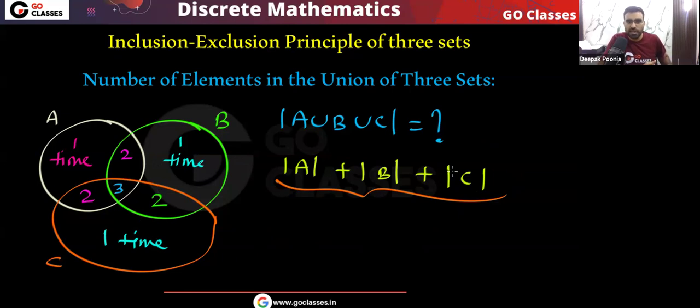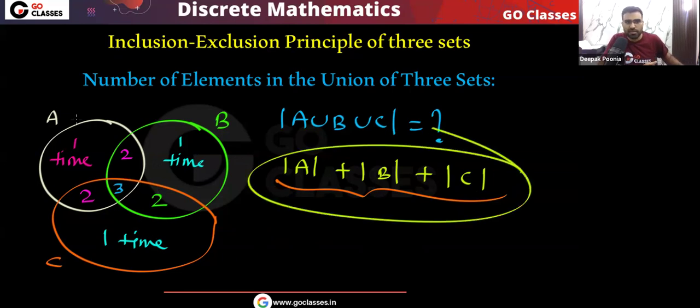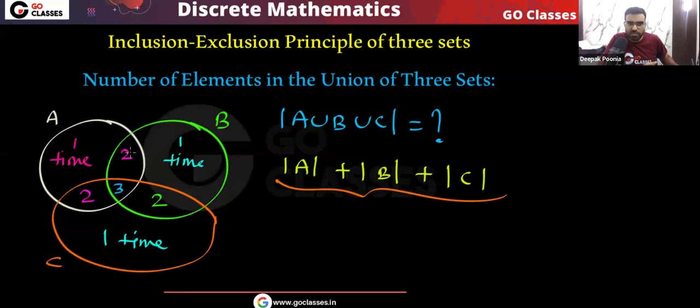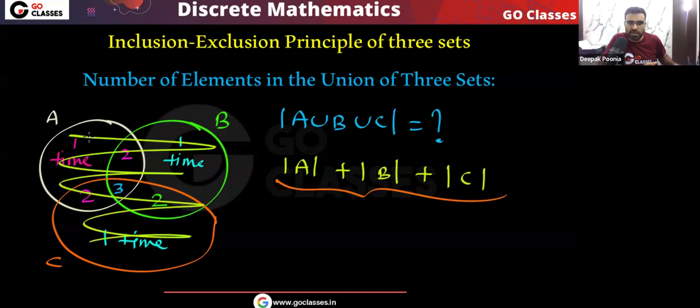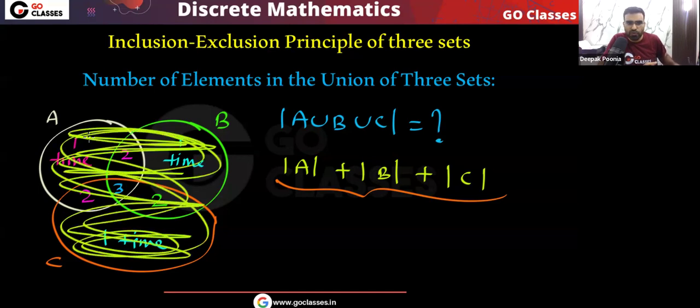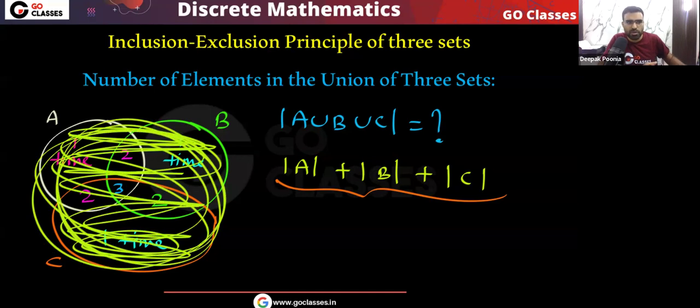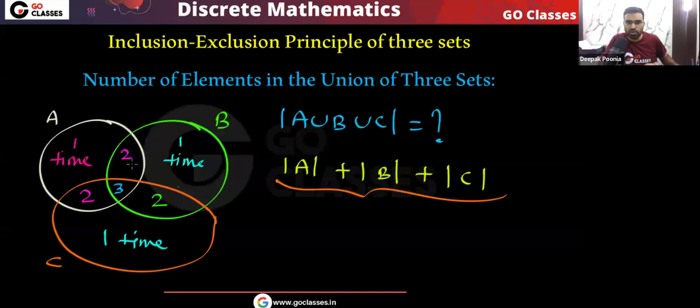So you can see, if I write this expression, then some elements I have counted many times. Like these elements I've counted two times, these elements three times, these elements two times. I don't want that. I want to count every element only one time, because I want to find the number of elements in A union B union C. So I need to subtract something, because I have overcounted. I need to compensate.